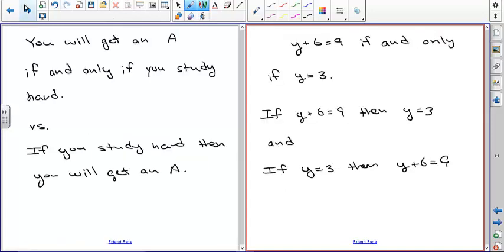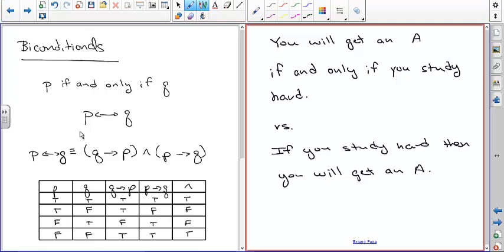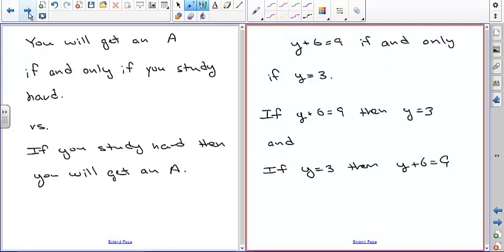Like I said, in math, it's used a lot in math. So here's an example. y plus 6 equals 9 if and only if y equals 3. There's only one solution to the first equation. And what I did was I used the definition here to show what they're talking about when I use the if and only if.